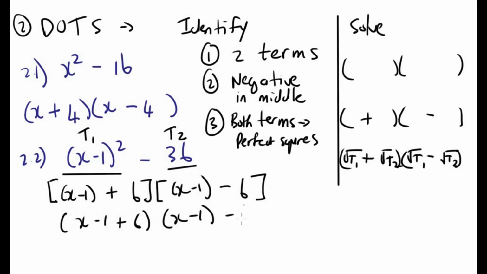I'm basically just trying to resolve the question. So it's minus 1 plus 6, so that's plus 5. And then we've got x minus 7. Okay, right. So that's DOTS.